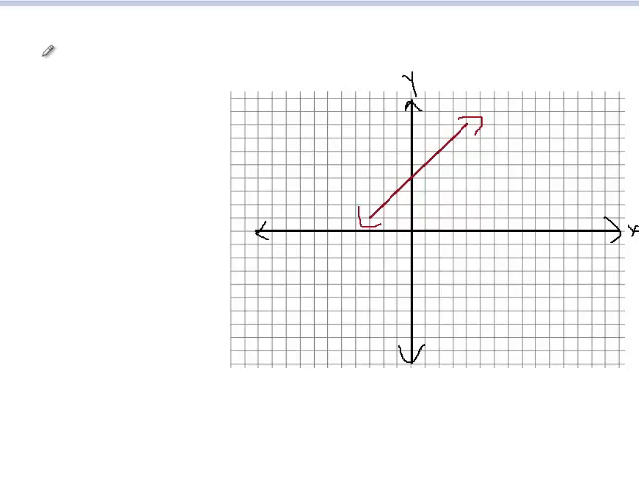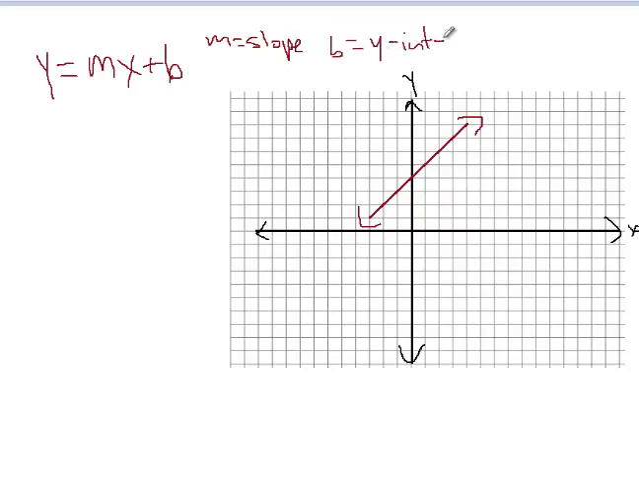And the answer is it has to be written in a form where you have y equals something, a number, a constant, times x plus another constant. In graphing, this first constant is called m, we'll see why in a minute, times whatever x is, plus b. And in this form, m is the slope, and b is the y-intercept, where it intercepts the y-axis.